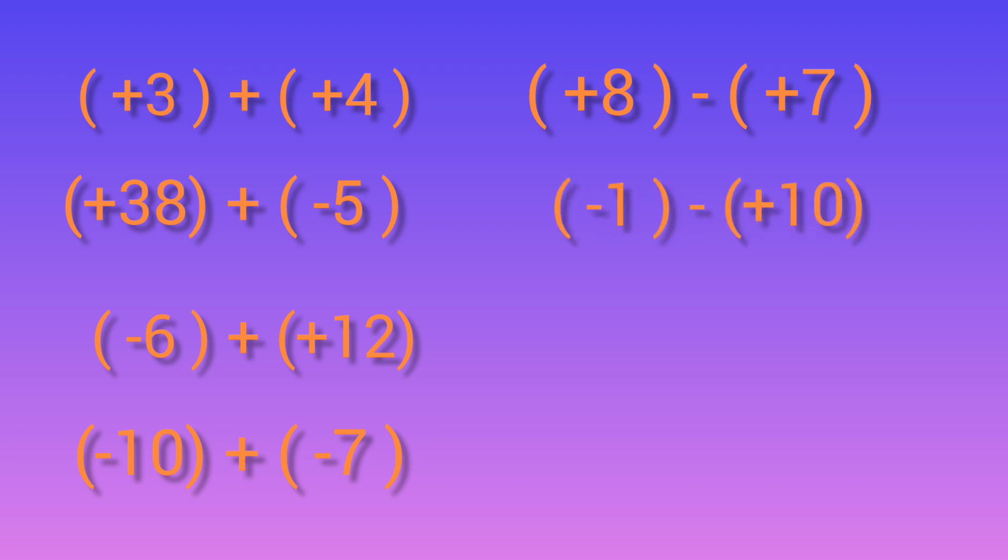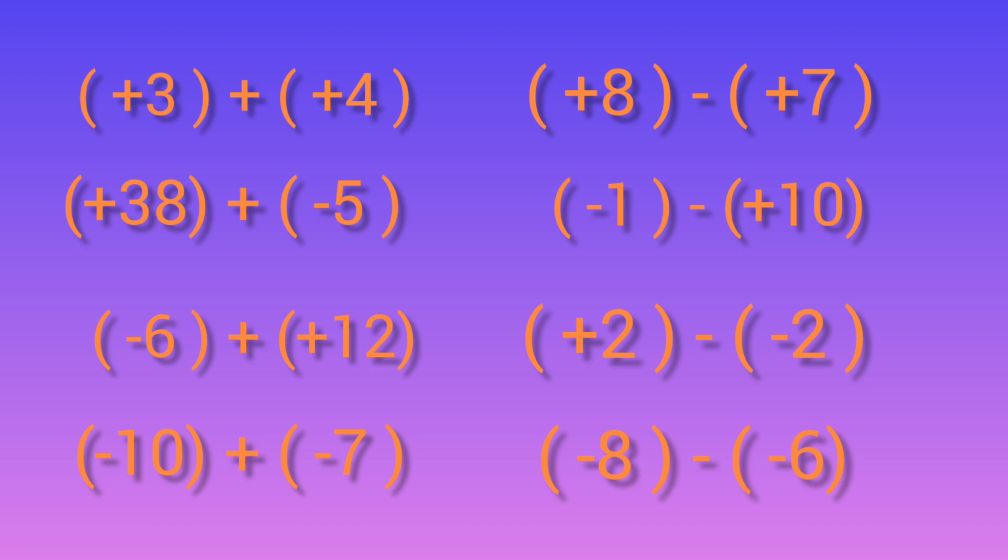So today we will learn how to add two positive numbers together. Add a negative number to a positive number. Add a positive number to a negative number. Add two negative numbers. Subtract two positive numbers. Subtract a positive number from a negative number. Subtract a negative number from a positive number. And subtract two negative numbers.